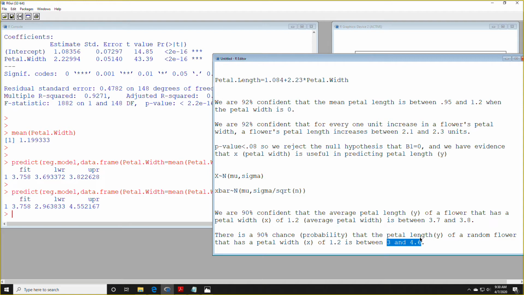So kind of two different ways you can look at probability. However, never put probability here when we're talking about parameters, averages, right? Because there is some true average petal length if we were to observe all flowers that have petal widths of 1.2, we could actually take and find the average. So there is some true average out there, and that's why we can't say probability, because this confidence interval either contains it or it doesn't.